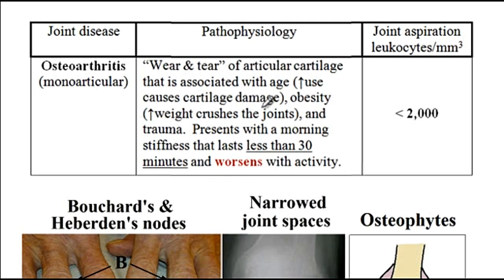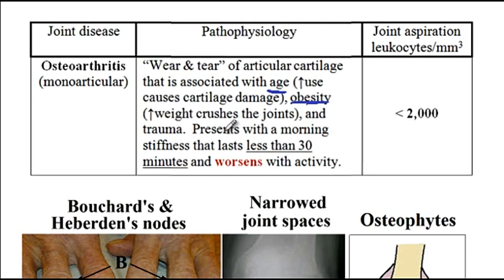And risk factors for osteoarthritis include age, where increased use of the joints will cause cartilage damage. Obesity is another risk factor since it places more weight on the joints and causes crushing of the joints and the cartilage. And then finally, trauma can damage the cartilage and cause joint disease.